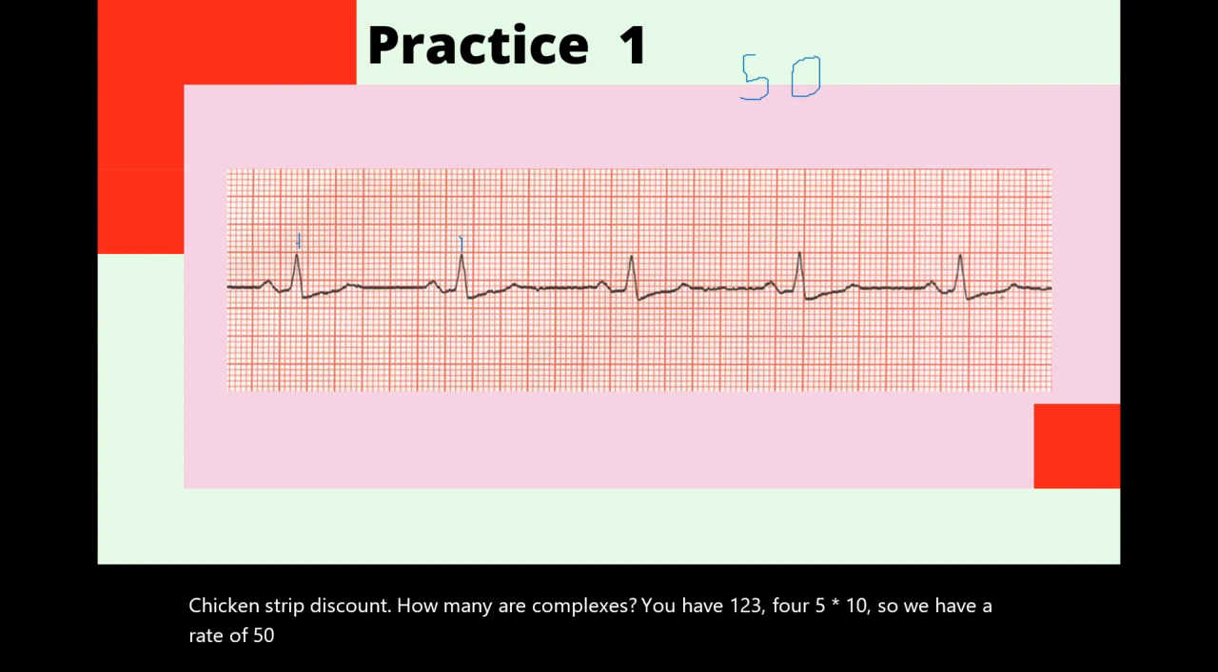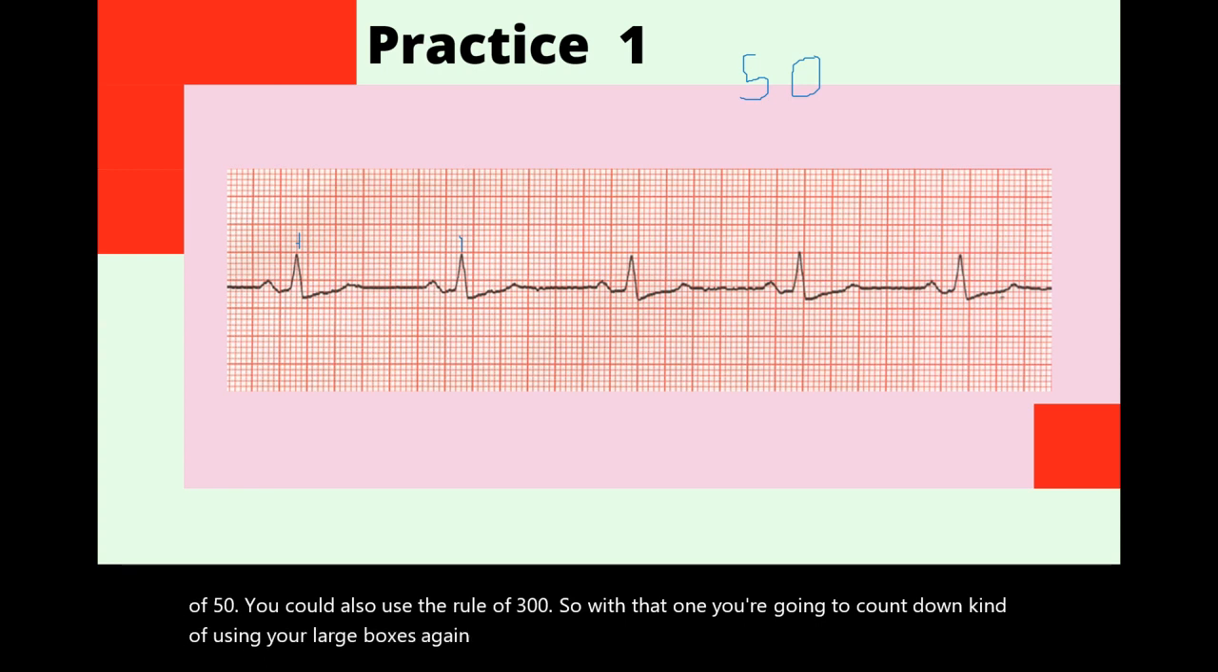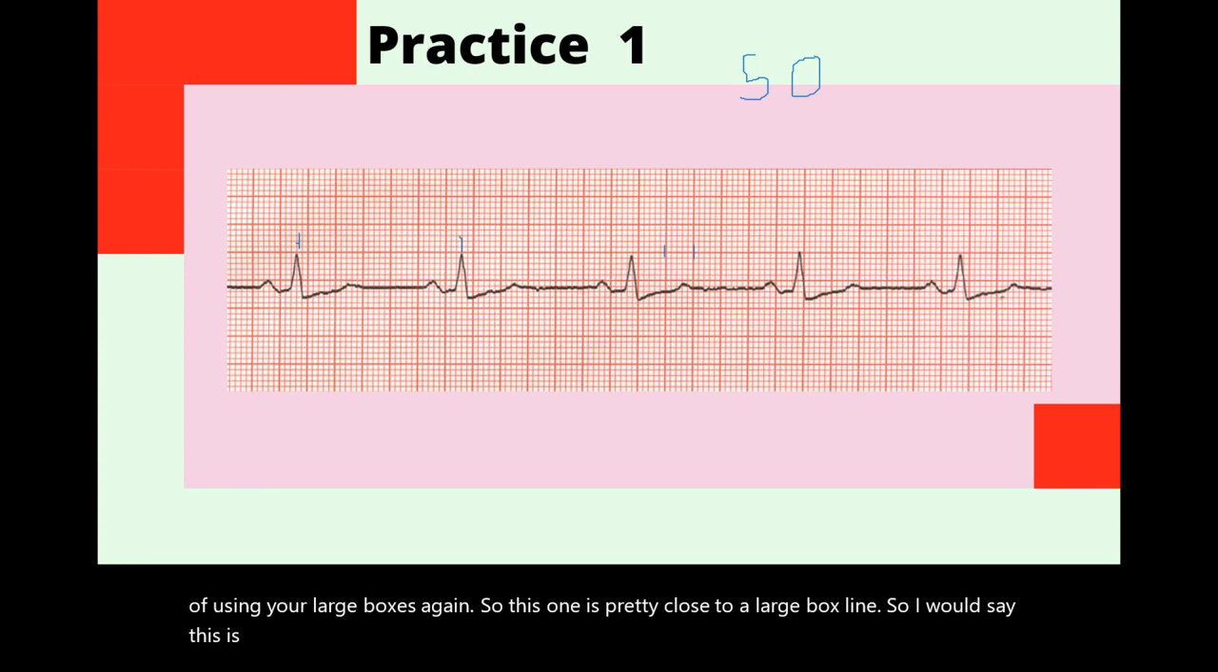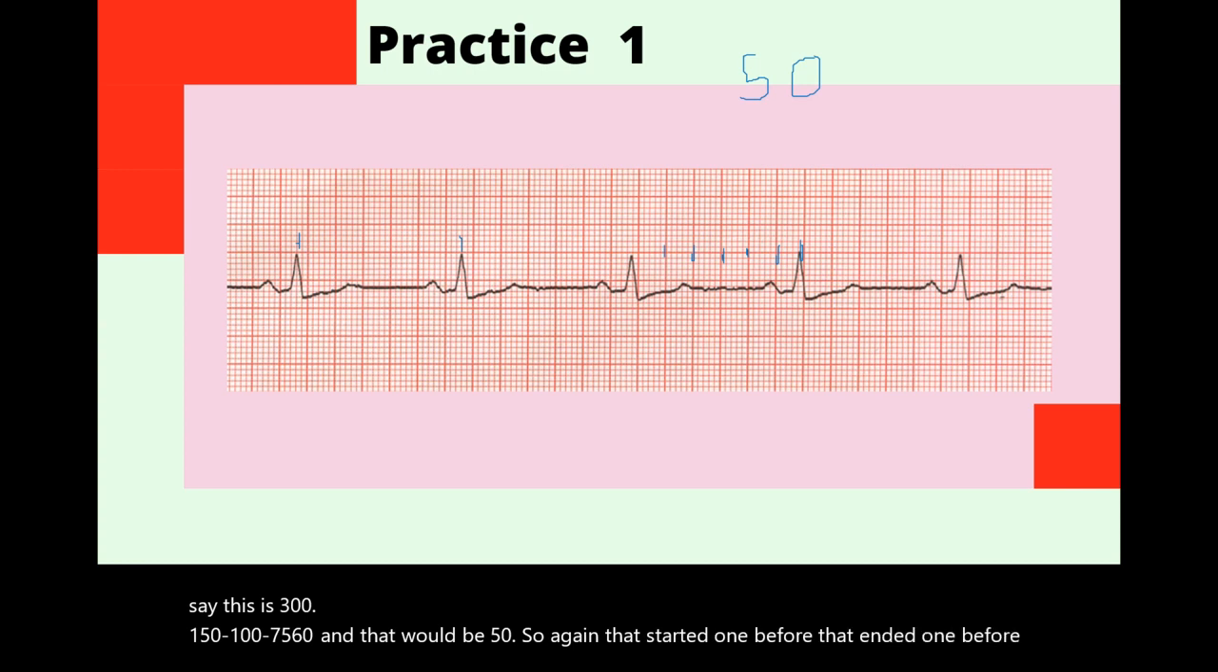You could also use the rule of 300. With that one, you're going to count down using your large boxes again. This one is pretty close to a large box line. So I would say this is 300, 150, 100, 75, 60, and that would be 50. Again, that started one before, that ended one before. So we're coming up with the same rate, 50.